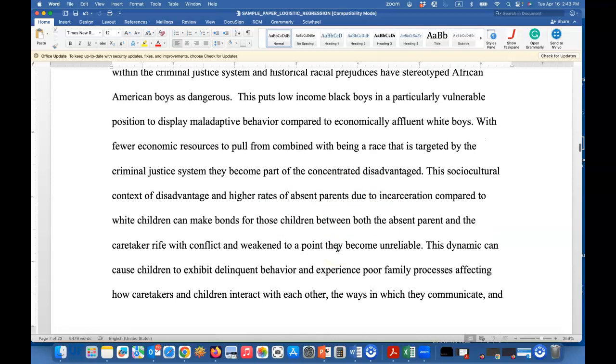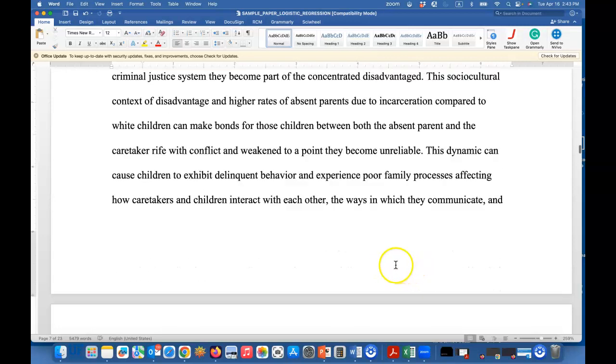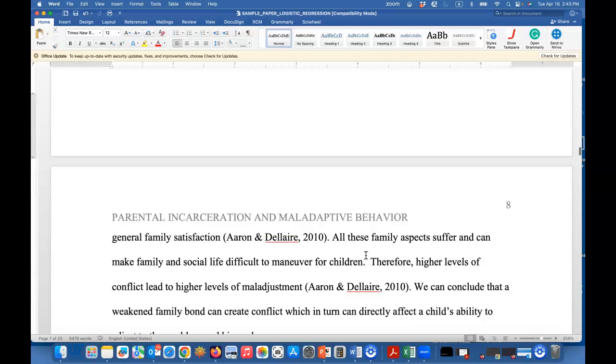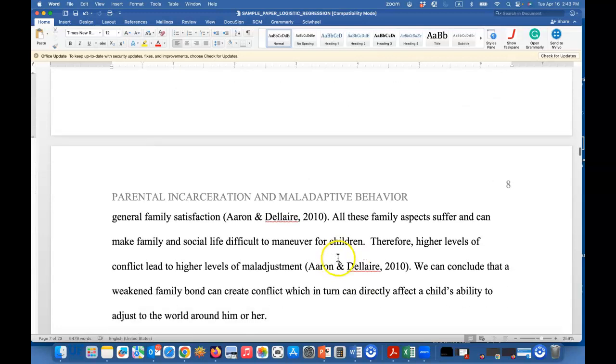The socio-cultural context of disadvantage and higher rates of absent parents due to incarceration compared to white children can make bonds for those children between both the absent parent and the caretaker rife with conflict and weakened to a point they become unreliable. This dynamic can cause children to exhibit delinquent behavior and experience poor family processes affecting how caretakers and children interact with each other, the ways in which they communicate, and general family satisfaction.